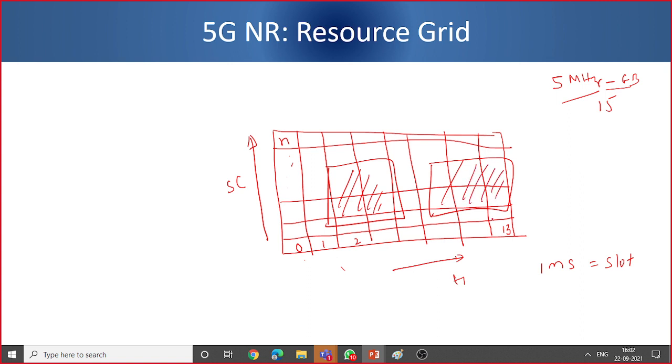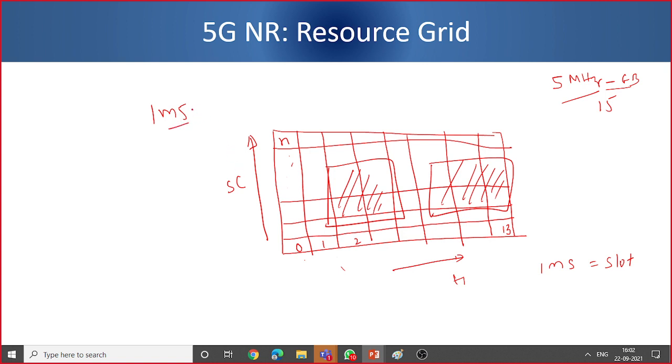When I say some of the symbols and some of the subcarriers are allocated to our users, when many users are there in a cell and they are trying to access the network, they will be allocated resources out of this resource grid, and scheduling happens every slot duration. When I say scheduling, that is every 1 millisecond, in case of numerology 0.